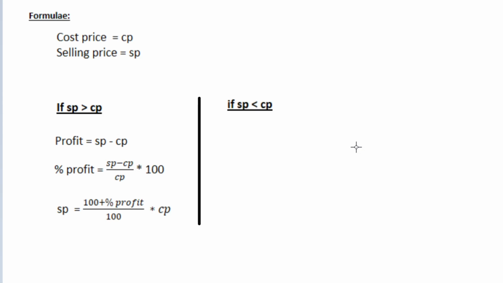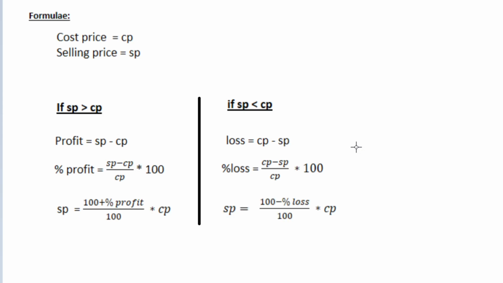Similarly, if SP is less than CP, which means if selling price is less than the cost price, then we get the loss. Loss equals cost price minus selling price. Percentage loss equals (CP minus SP) by CP into 100. If you rewrite the above formula, we get SP equals (100 minus percentage loss) by 100 into CP. These are the formulas which we need to remember to solve the Indiabix profit and loss problems.